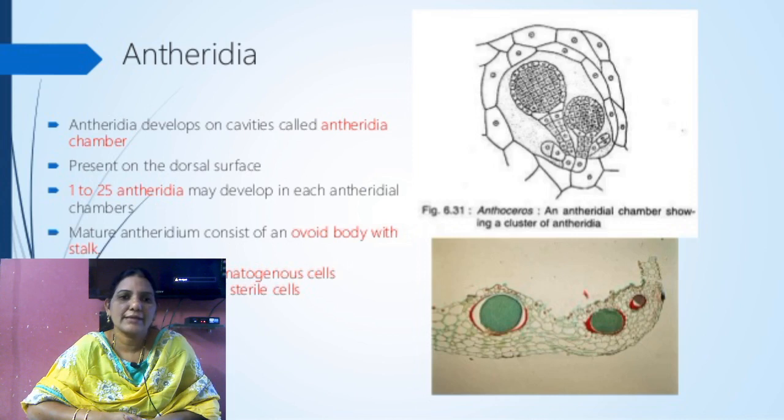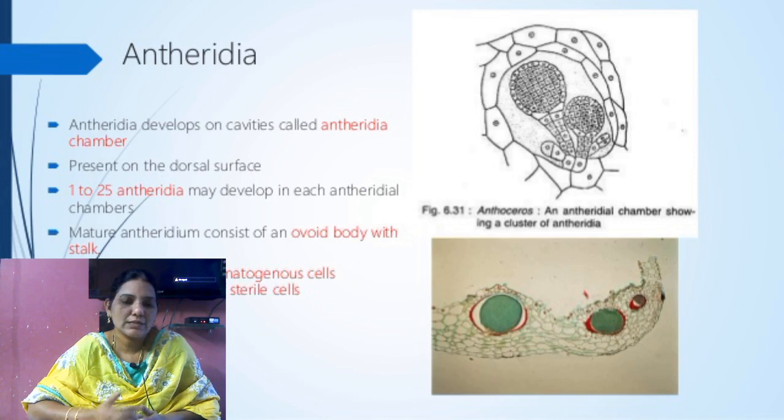3 to 4 antheridiums. So coming to the development of antheridium. The antheridial chamber produces a primary initial. The primary initial cell divides into two cells, an upper cell and a lower cell. The lower cell, the basal cell, is called the stalk cell, and the upper cell is called the antheridial mother cell.